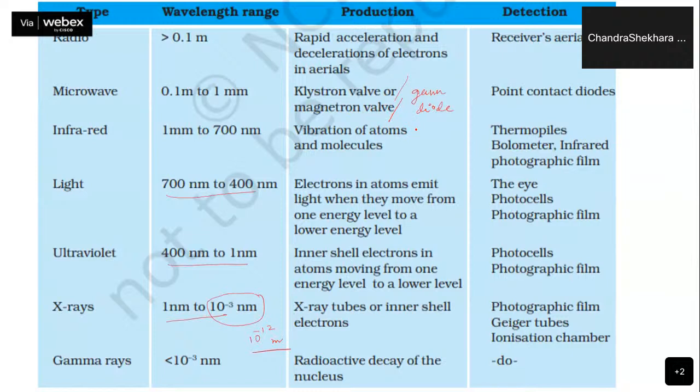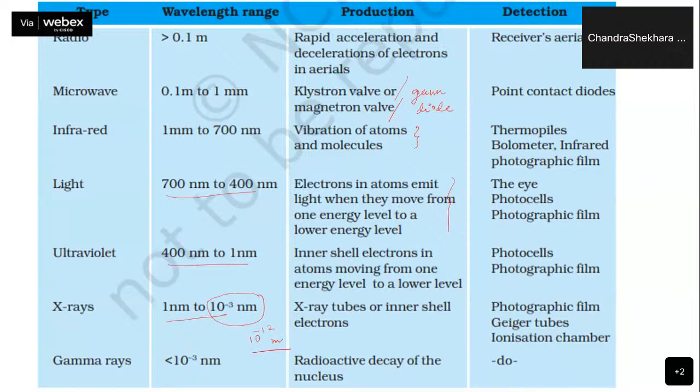All the molecules and atoms vibrate and they give rise to infrared radiations. Similarly, at the atomic level, electrons in an atom emit light when they move from one energy level to another excited level. Therefore, excited levels of various atomic structures will give rise to light. Similarly, ultraviolet radiations are given by inner shell electrons. Suppose one electron moves from one inner shell to another, then this transition from one state to another will give rise to radiations in the ultraviolet range.